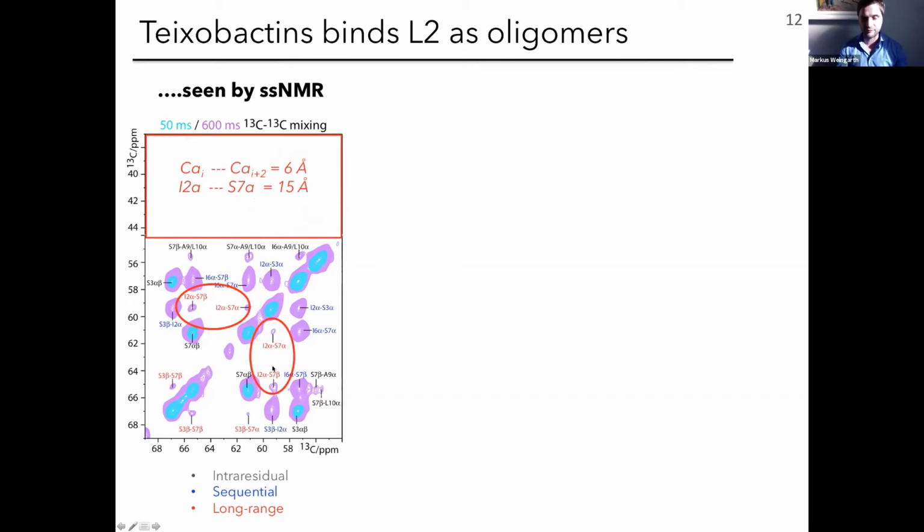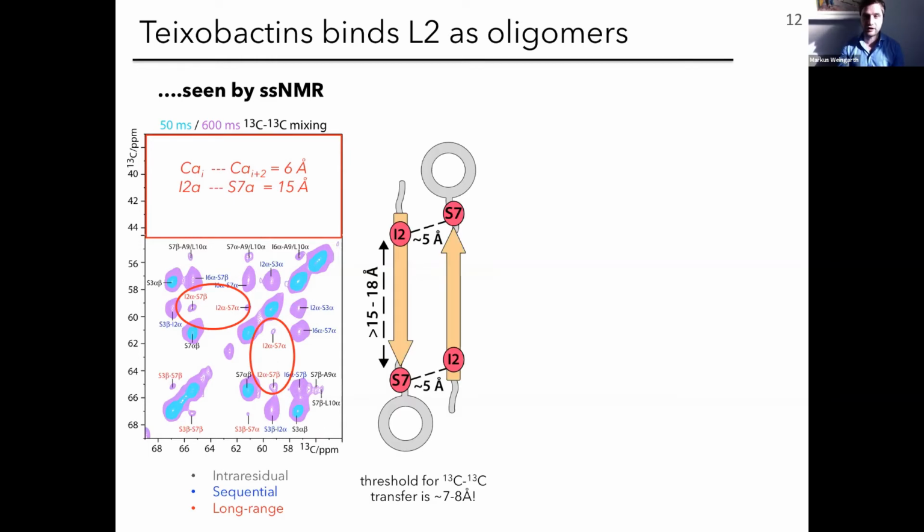there, and there. And if you consider that in a beta strand, the backbone distance between residues i and i+2 is 6 angstrom, it would mean that the distance between residues 2 and 7 is 15 angstroms. And this is simply impossible for NMR, which has an upper distance threshold of 7 to 8 angstroms. So this means these long-range contacts here cannot be intramolecular. There must be between two tioxobactin molecules, which can only be explained by the formation of antiparallel beta sheets.